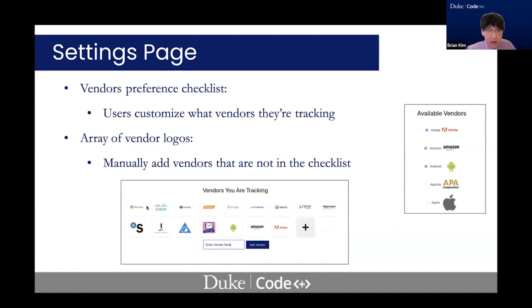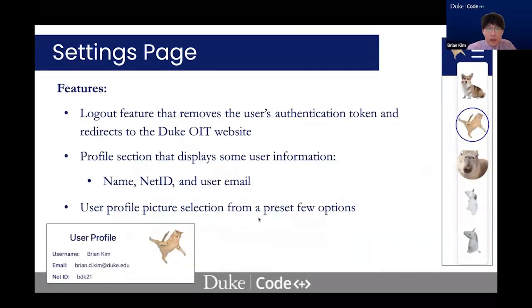And we also have an array of vendor logos, and this is just so that the users can have a better experience using our application, so they can have a visual of who they're tracking. Moving on, the settings page also has a profile section where users can select the profile picture from a list of a couple. And we also display the username, the email, and the net ID. These are what we get from the Shibboleth authentication.